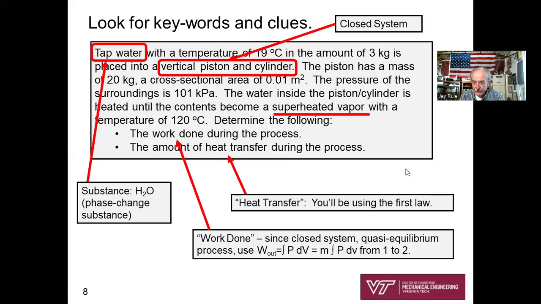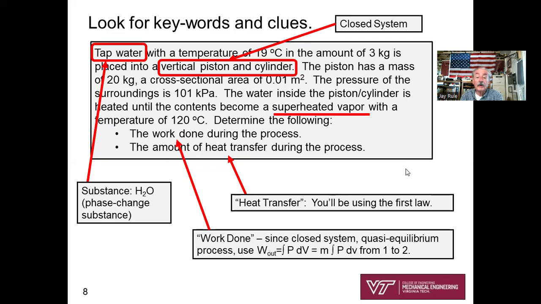Okay, so let's reread the problem and look for clues. You see the words tap water. That should immediately disclose that you've got H2O, it's water, and it's a phase change substance. Another thing about tap water is common sense 101: it says a temperature of 19 degrees C coming out of the tap at atmospheric pressure. That's below the boiling point, isn't it? The boiling point of water at atmospheric pressure is around 100 degrees C. So that tells you that the initial state phase is compressed liquid. So that's a clue, okay?